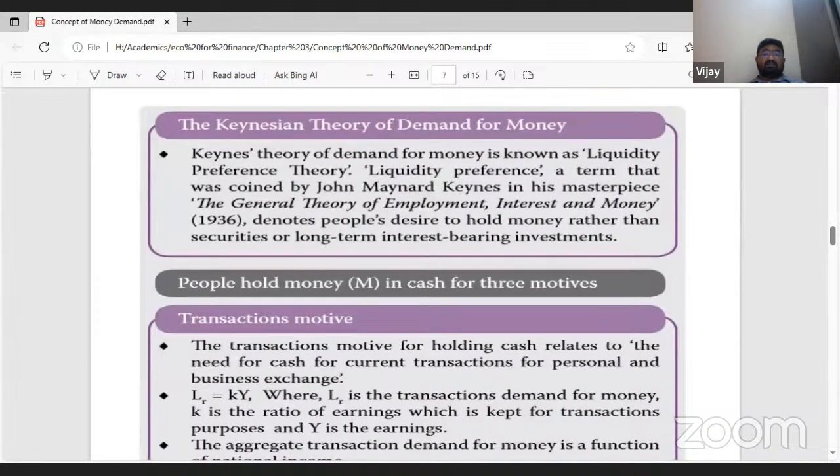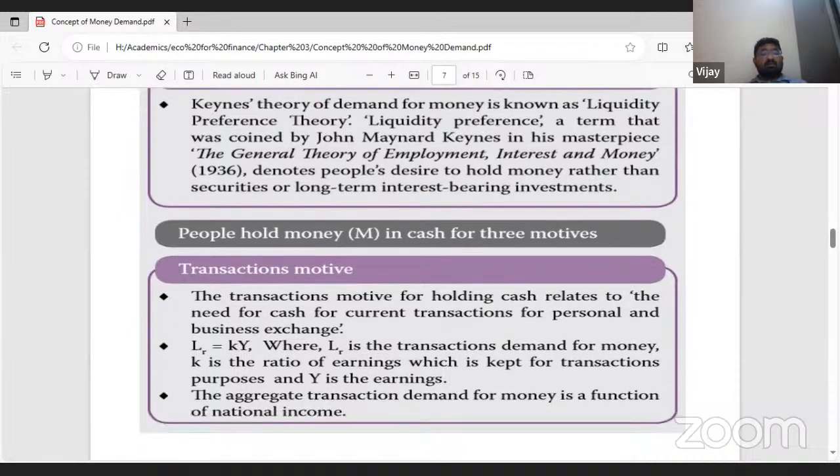Now, the Keynesian theory. John Maynard Keynes, we have already discussed. He is the father of macroeconomics. He said that people hold money in the form of cash for 3 motives. One is the transaction motive. As we already discussed, whatever income is earned, predominantly I will spend on transactions or purchase of goods and services.